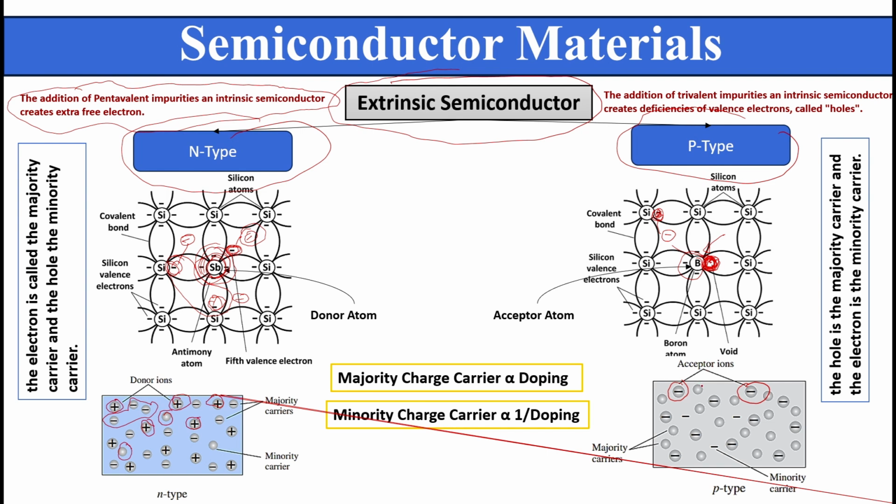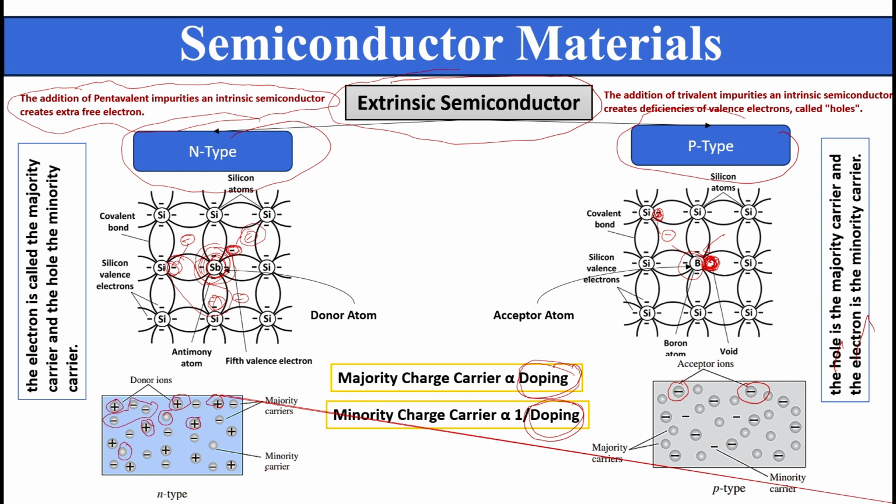So always in this case, you will find the number of holes is greater than the number of electrons. So the hole is the majority charge carrier and the electron is the minority charge carrier in case of the p-type semiconductor material. The concentration of majority charge carrier is directly proportional to doping. That means the higher the doping, the higher the majority charge carrier. The minority charge carrier is inversely proportional to doping. That means the higher the doping, the lesser the minority charge carrier.